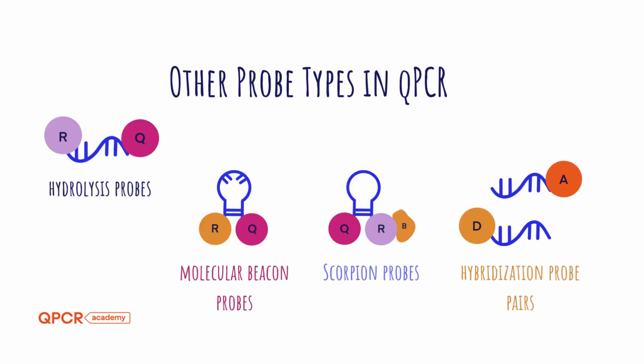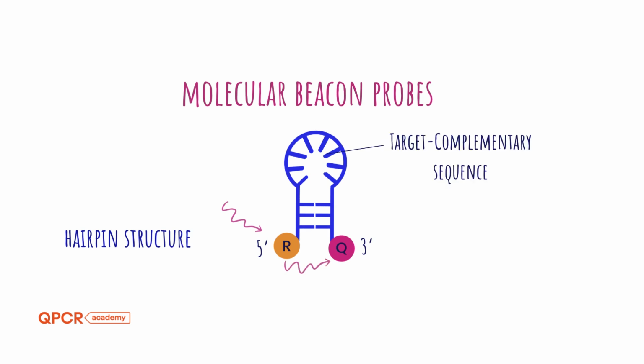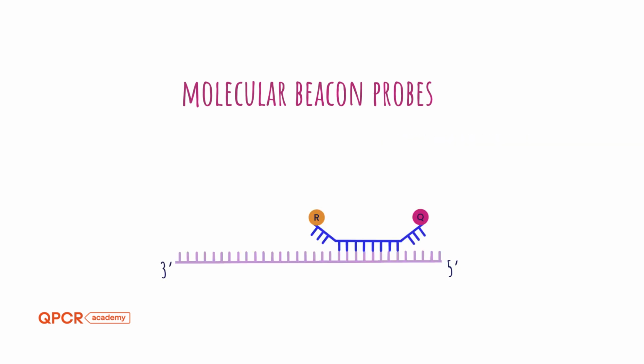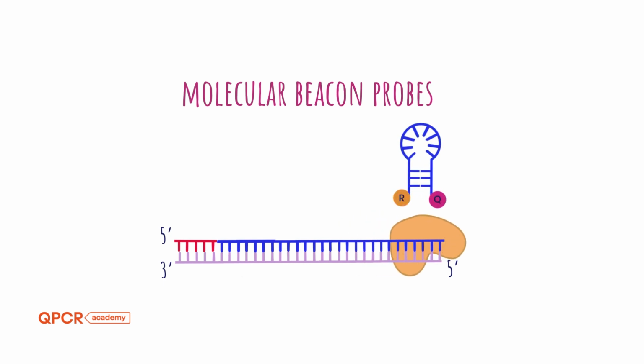Several other probe formats are also used in qPCR. These probe designs generate fluorescence using different structural mechanisms. Molecular beacons form a hairpin structure. In the closed state, the reporter and quencher remain close together, so fluorescence is quenched. When the probe binds to its target sequence, the hairpin opens. This separates the reporter and quencher, allowing fluorescence to be emitted. Importantly, the probe is not cleaved.